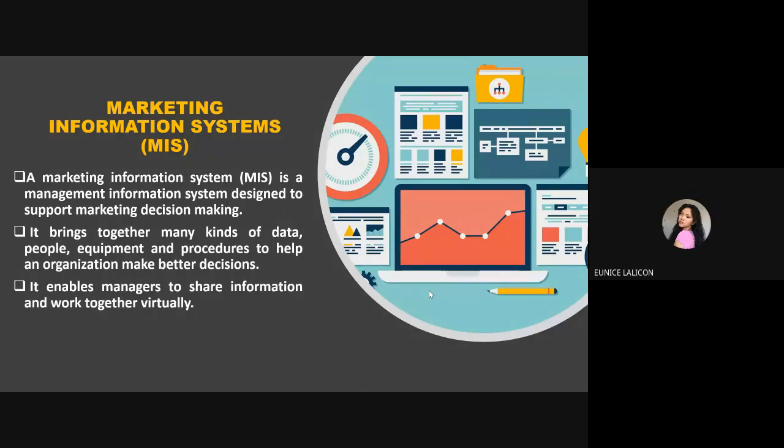Marketing Information System or MIS. A marketing information system is a management information system designed to support marketing decision making. It brings together many kinds of data, people, equipment, and procedures to help an organization make better decisions. It enables managers to share information and work together virtually.